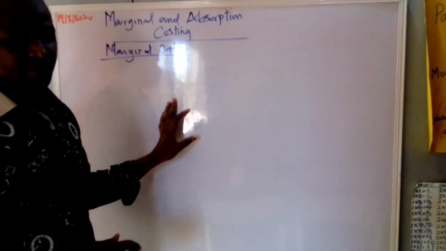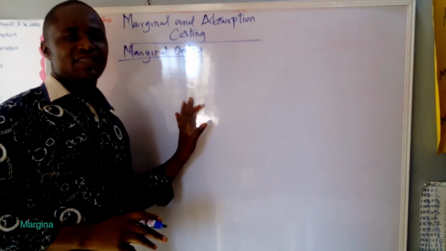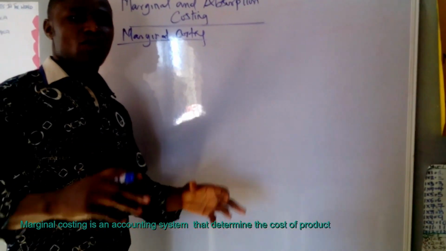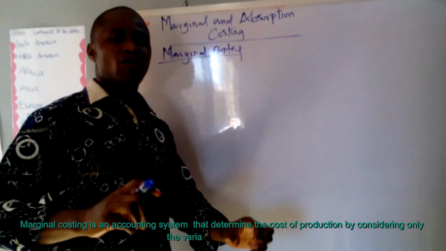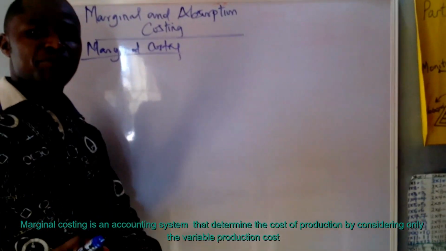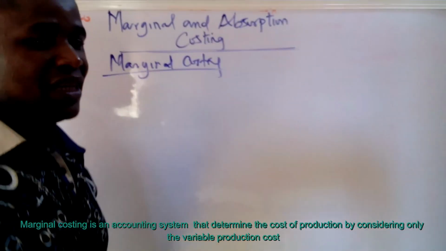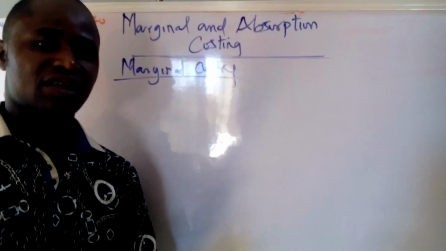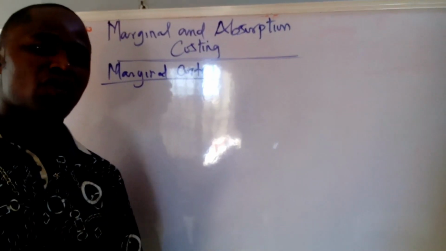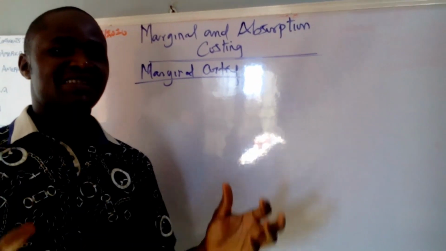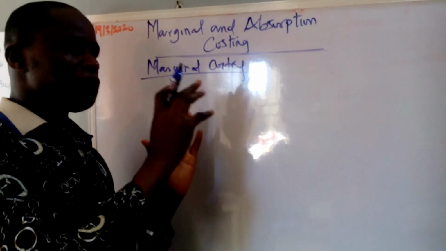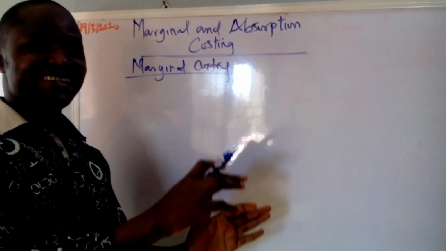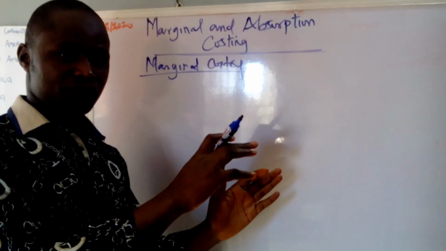What is marginal costing? Marginal costing is an accounting system that determines the cost of production by considering only the variable cost. It considers only variable costs to determine the cost of production. It means that all the fixed production overhead are written off in full against the contribution.